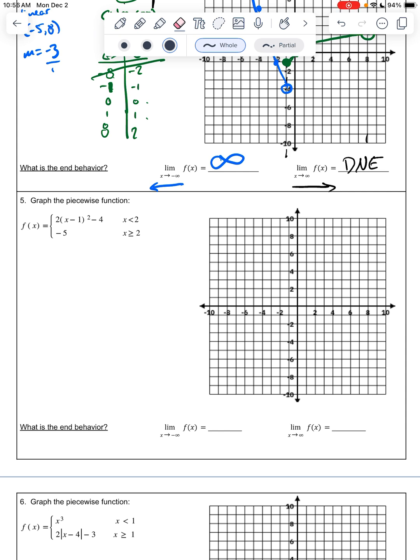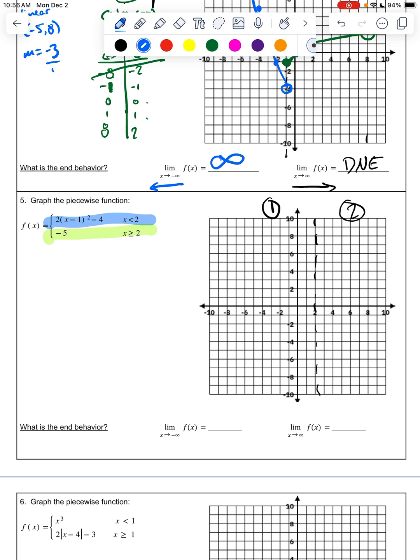Number 5, draw your boundaries. How many different boundaries do we see? I just see the one. It changes behavior when x is 2. So I'm going to draw my boundary there. Piece 1 is on the left. Piece 2 is on the right. Piece 1, again, I'm going to do in blue, and piece 2, I'm going to do in green. So I'm going to go ahead and label that now.